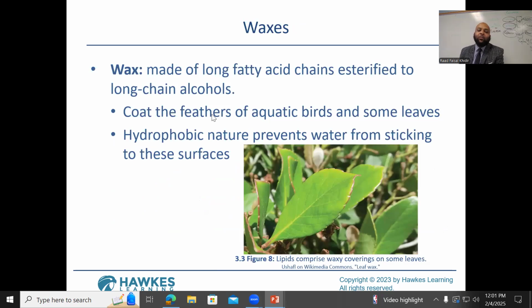Wax is made of long fatty acid chains esterified to long chain alcohols. They coat the feathers of aquatic birds and some leaves. Their hydrophobic nature prevents the water from sticking to these surfaces.